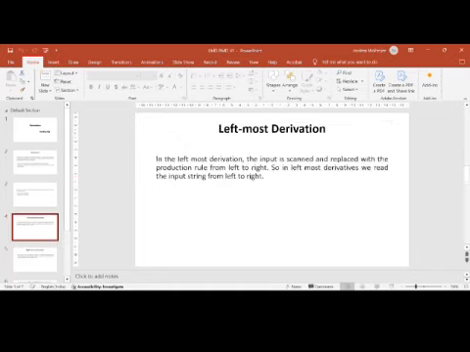First we will see what the leftmost derivation is. In the leftmost derivation, the input is scanned and replaced with the production rule from left to right. So we have to start from the left, and from left to right we scan the whole thing and replace it. In the leftmost derivation, we read the input string from left to right. So you have to start from the left, right?